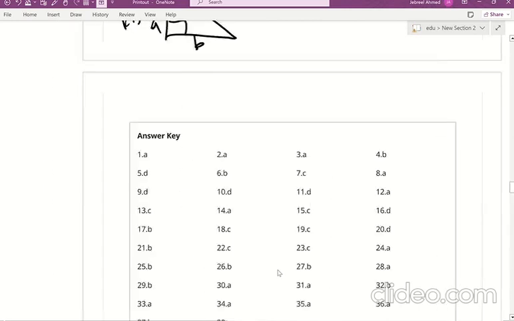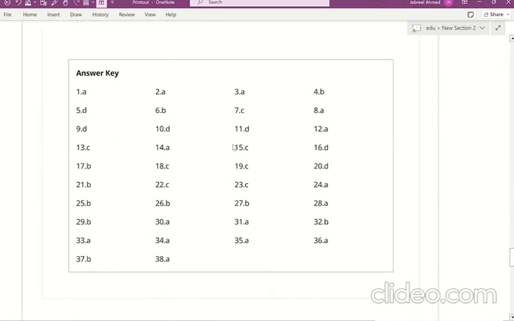And this is the answer keys, if you want to go over it just in case I got something wrong.